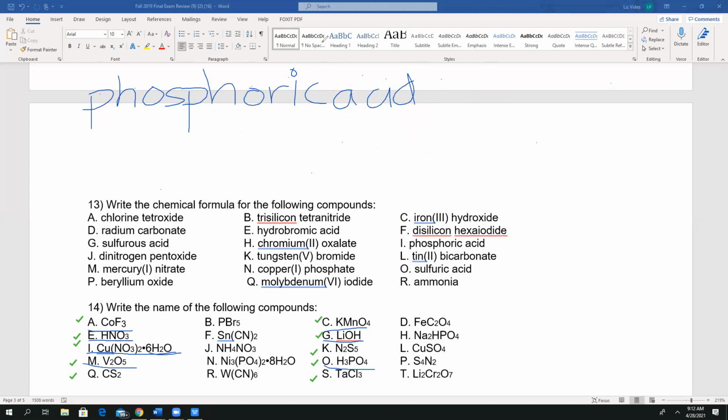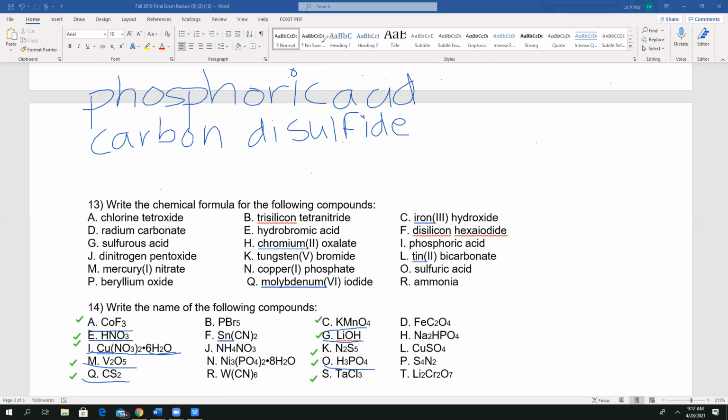We've done those 2. Right, the next one that we have is CS2. That one's easy. Remember, we never used the mono. We just say carbon. And next is di, because we have 2 sulfurs. So disulfide, that is a covalent compound.